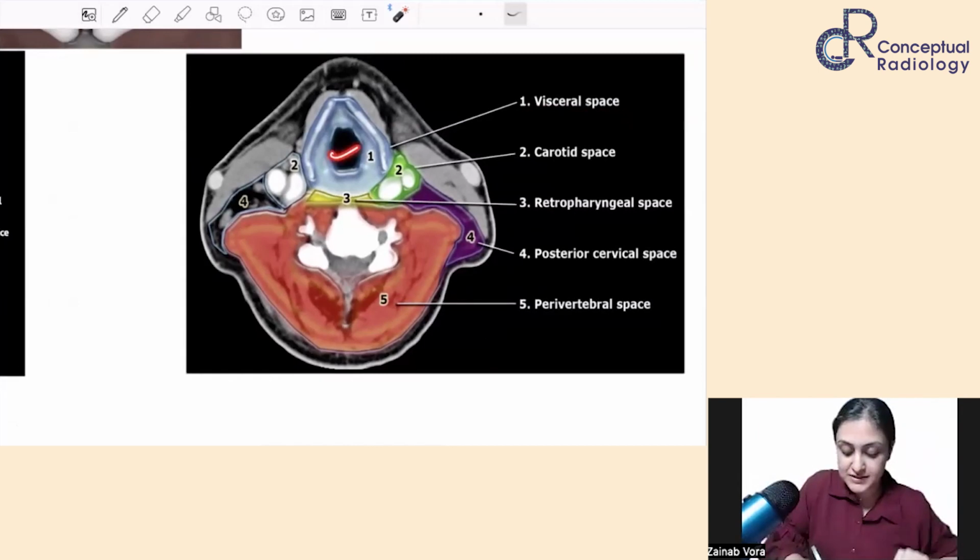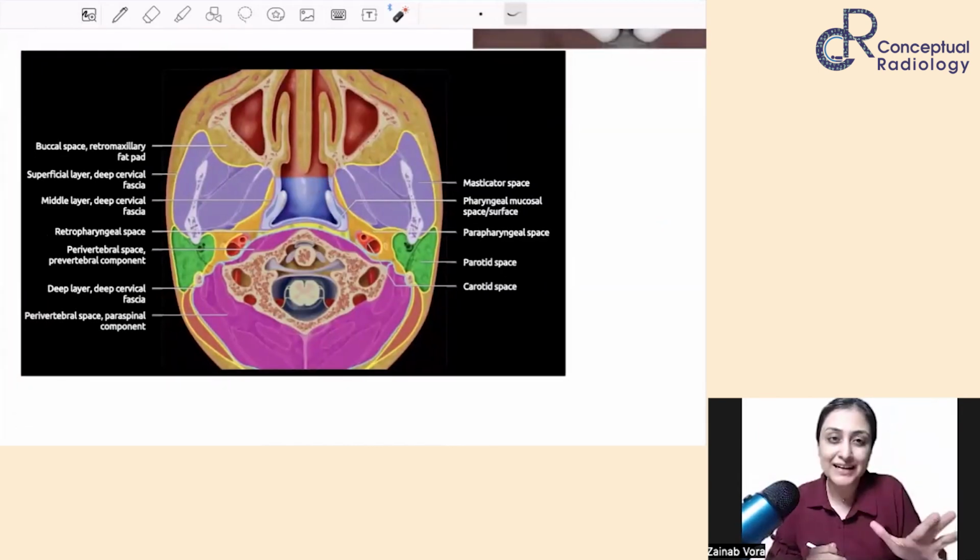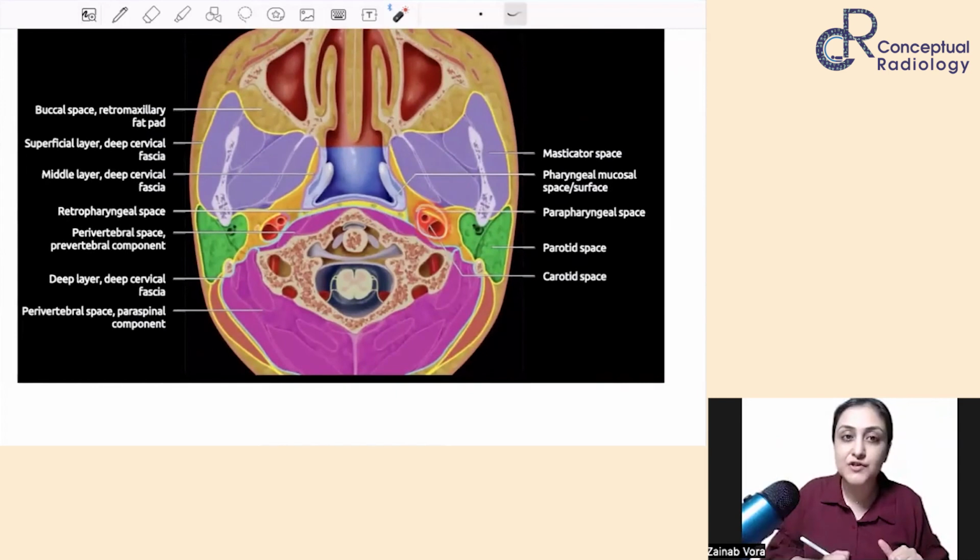Fine. So this is continuous, but with different names. Understood? So we have to write it as two different spaces. All right. So this is the difference. What is same? What is same is carotid space.